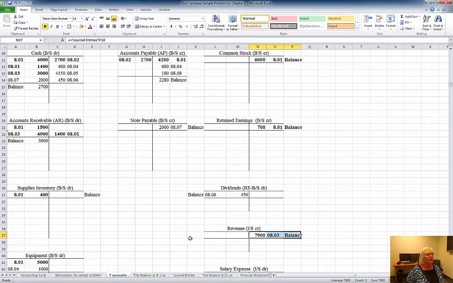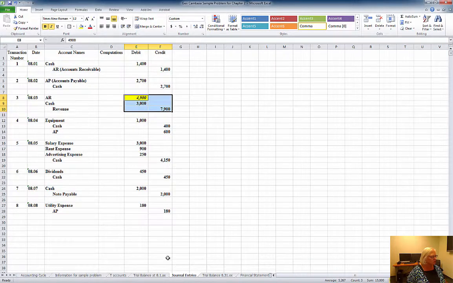Okay, if we did not have a revenue account yet, what you need to do is, if you don't have a T account for what you need, simply create it and put it in the proper place. All right, back to journal entries. We took care of August 3rd.